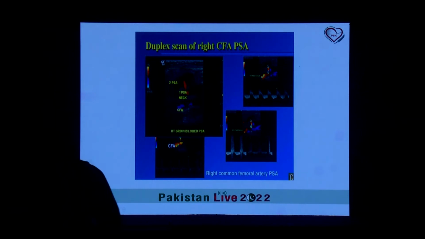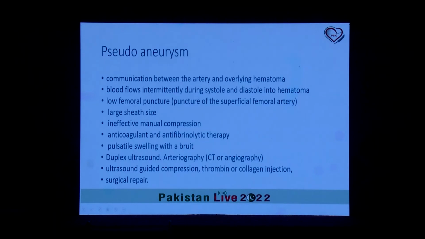Again, this is the duplex scan of the femoral artery. We can see what's going on here. There is some bleed and some neck of the bleed, and then there is a collection. This is a pseudoaneurysm. It is the communication between the artery and the overlying hematoma. Blood flows intermittently during systole and diastole into the hematoma, normally associated with low femoral puncture.